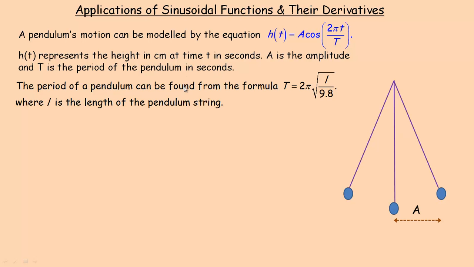The period of a pendulum can be found from this formula. Capital T equals 2π times the square root of L, L being the length of the pendulum, divided by 9.8. 9.8 is actually the acceleration due to gravity on the surface of the planet Earth. It's 9.8 meters per second squared. That's where the 9.8 comes from.